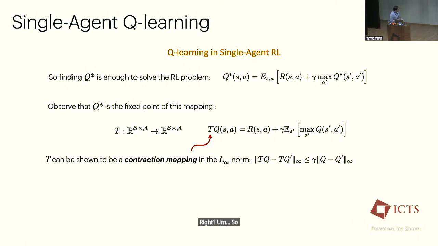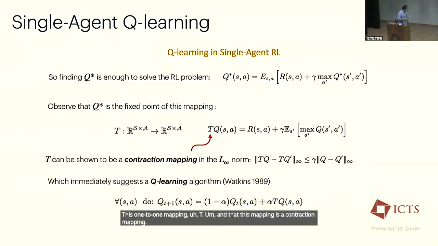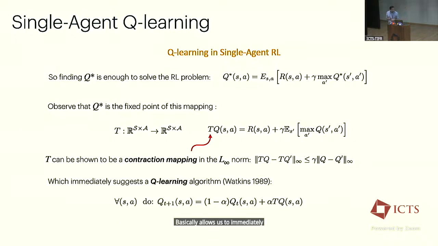So that's fantastic, because this very simple observation, that we can define this one-to-one mapping T, and that this mapping is a contraction mapping, basically allows us to immediately develop, and this was what Watkins did in 1989, basically derive a Q-learning algorithm. And this Q-learning algorithm is very simple.